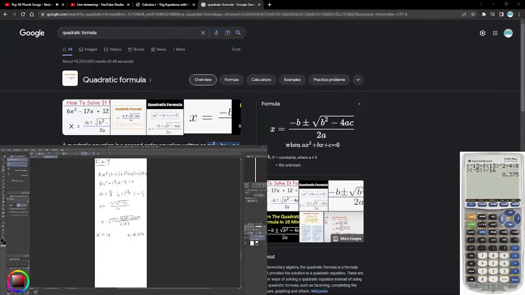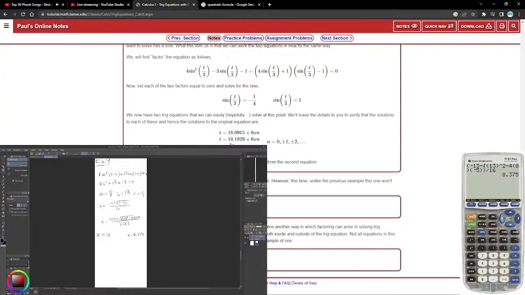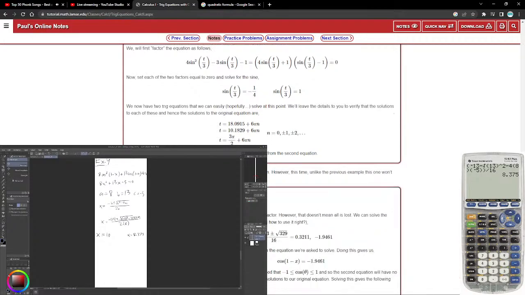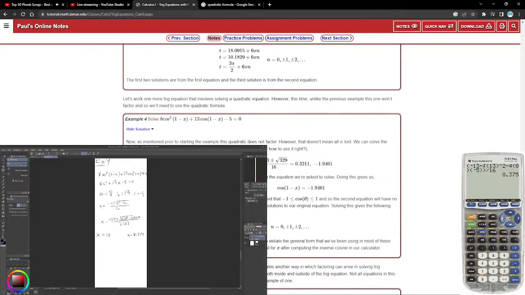So, okay, let me make sure that I typed it in right, first of all, because I don't want to keep going without doing that. Now, as mentioned prior to starting the example, this quadratic does not factor. However, that doesn't mean all is lost. You can solve the following equation with the quadratic formula. You do remember this and how to use it, right? I guess not, because I got the wrong answers. So what did I type in wrong?